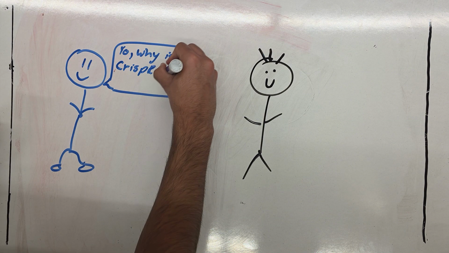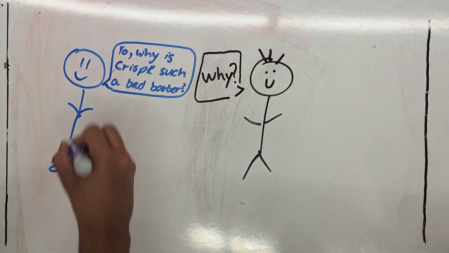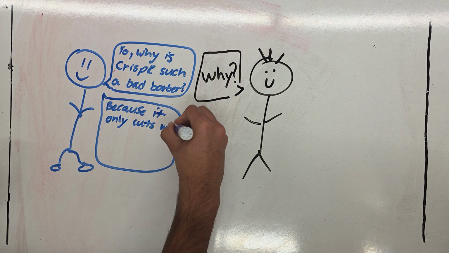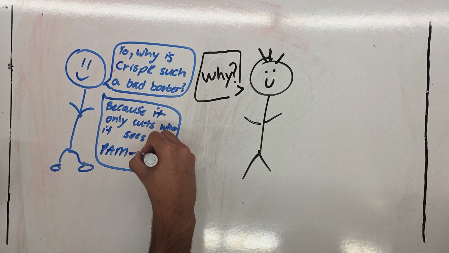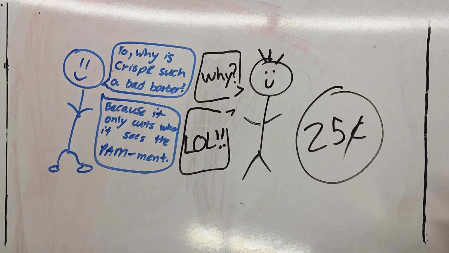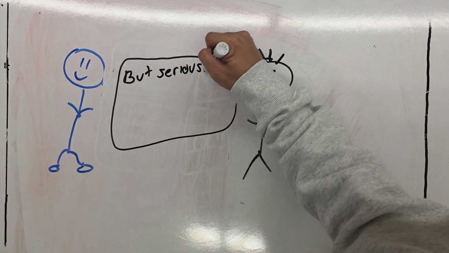Yo, why is CRISPR such a bad barber? Because it only cuts when it sees the PAM. Get it? LOL. A barbershop haircut costs a quarter.